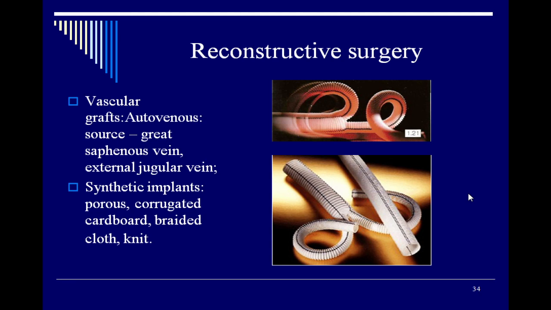Also from reconstructive surgery, the vascular grafts, autovenous, we can use. So we use own vein of the patient. Usually it's great saphenous vein or external jugular vein. And we can use synthetic implants: porous, corrugated, braided cloth, and knit. And here you can see artificial materials.